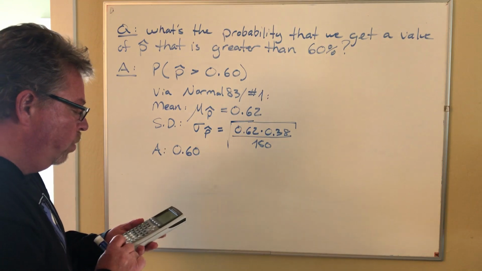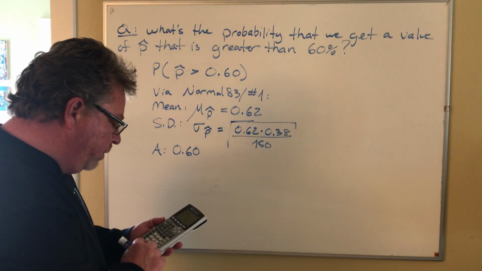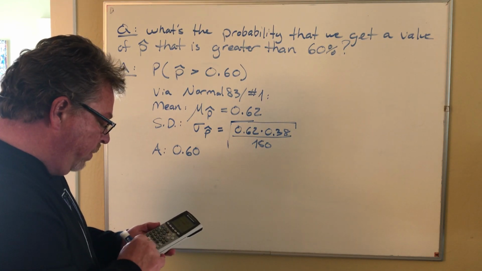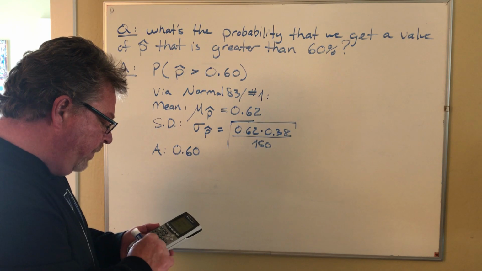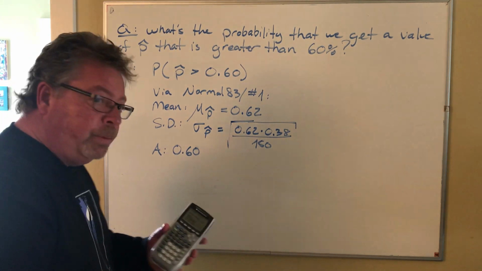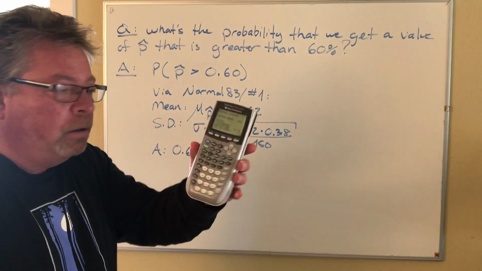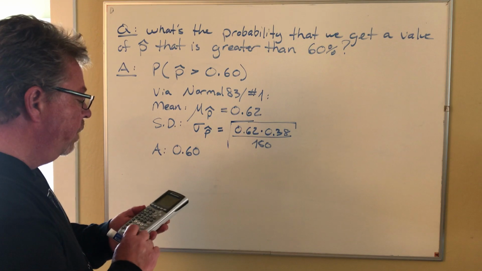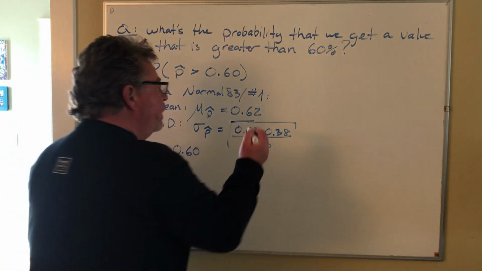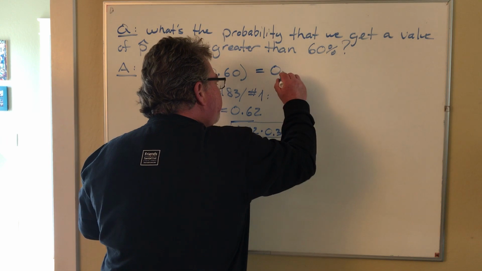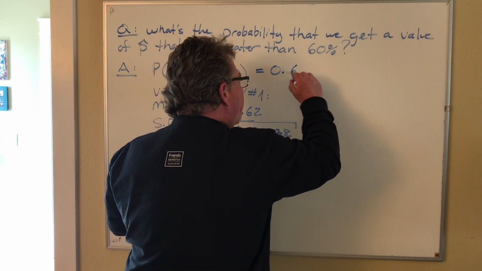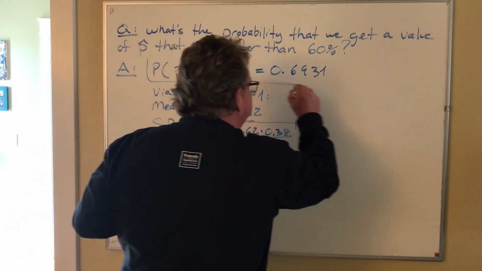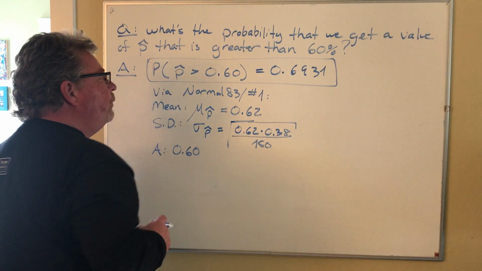So let me throw these numbers into normal 83. We said this is a choice number 1. The mean is going to go in as 0.62. Standard deviation is going to be the square root of 0.62 times 0.38 divided by 150. Close parens. Enter, and then A is 0.60. And so what I get is a probability of 0.6931. Now I'll put a box around that because that's my final answer.